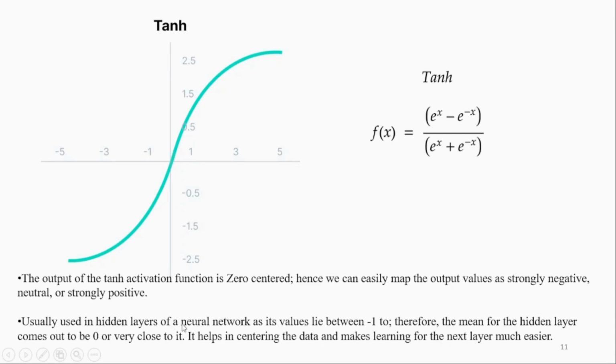It is usually used in hidden layers of neural networks, as its values are between -1 and 1, therefore the mean for the hidden layers comes out to be 0 or very close to it. It helps in centering the data and makes learning for the next layer much easier. So if you want to deploy multiple hidden layers inside artificial neural networks, then you must use the tanh function, because the tanh function at each layer makes processing easy for the next coming layer.